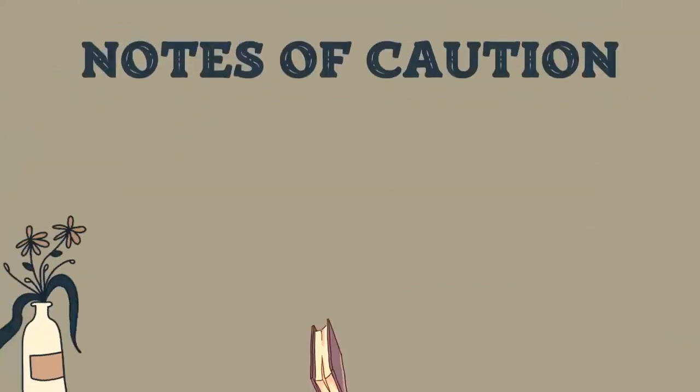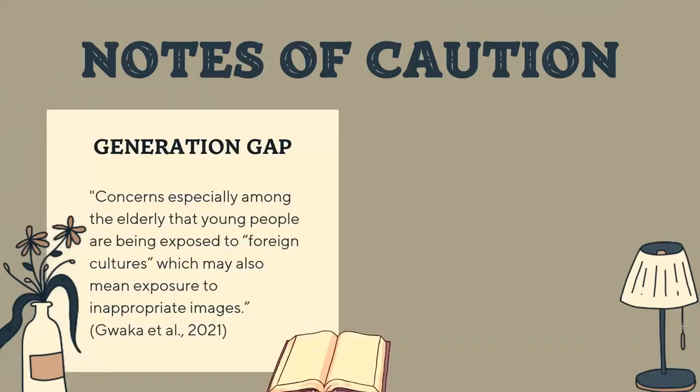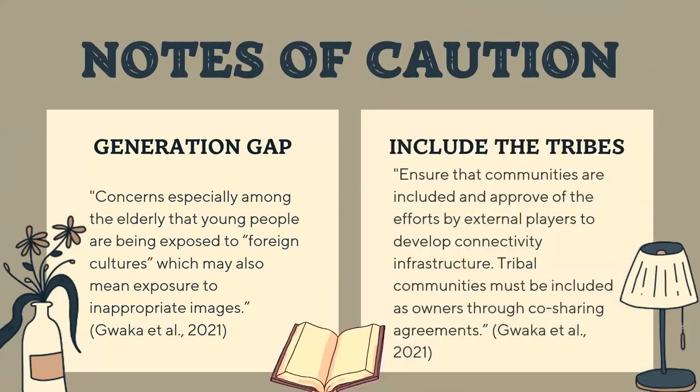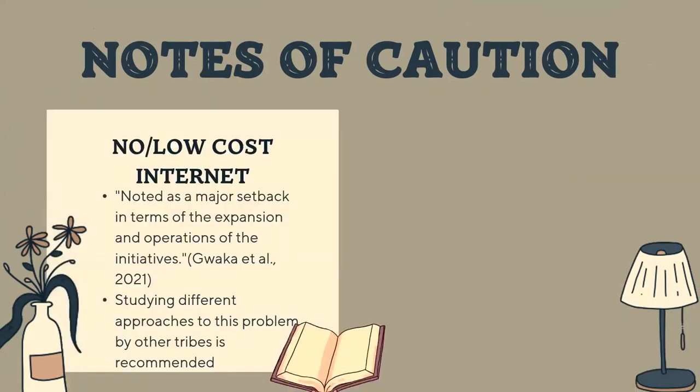Most of the initiatives presented have drawbacks. Some notes of caution to consider are the generation gap. Tribal elders have concerns that the internet will expose the younger generations to inappropriate images. Considering this, it's important to include the tribal leaders when developing infrastructure plans for internet on reservations. When considering offering no or low cost internet, it's important to note that it was considered a major drawback. In many areas where internet is provided at no or low cost, the practice is just not sustainable.